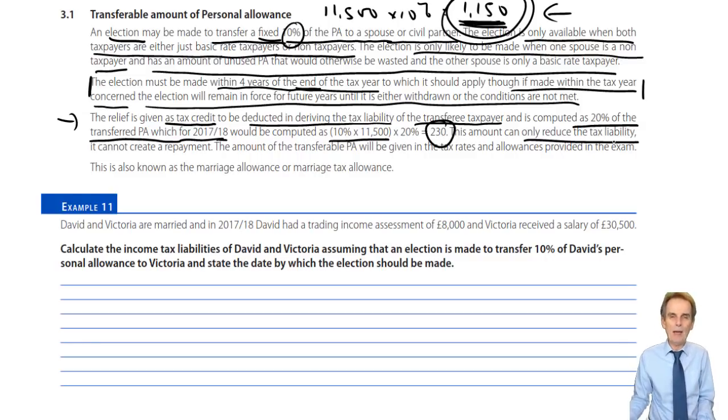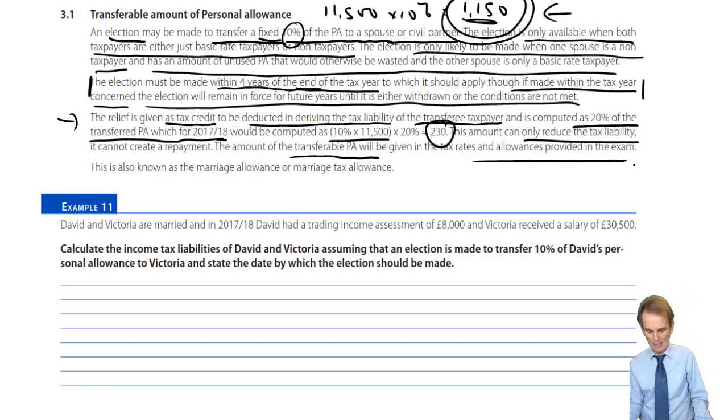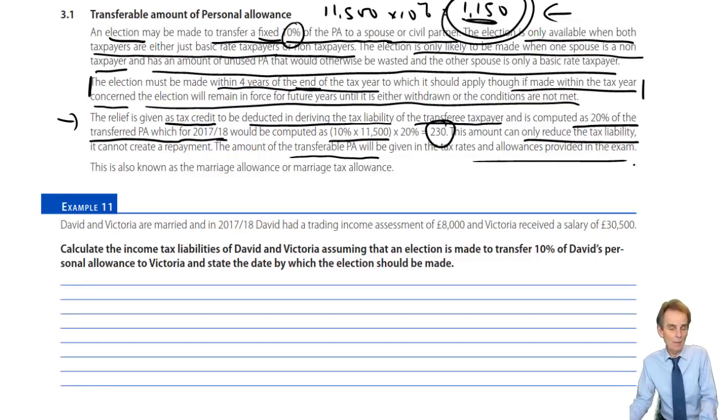So if the transferee spouse is barely even a basic rate taxpayer, so that the £230 there removes all of the tax liability of the transferee, say £200, leaving therefore £30 remaining, you don't get that back. It will just reduce their liability to nil. That amount of the transferable personal allowance, this £1,150 for the 17/18 tax year, as we've said, is given in the rates and allowances.